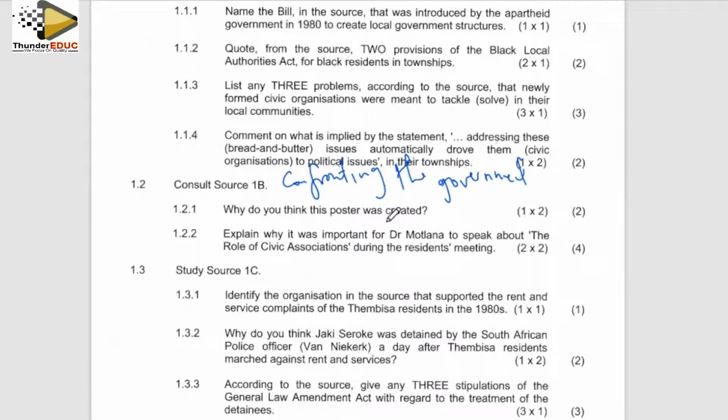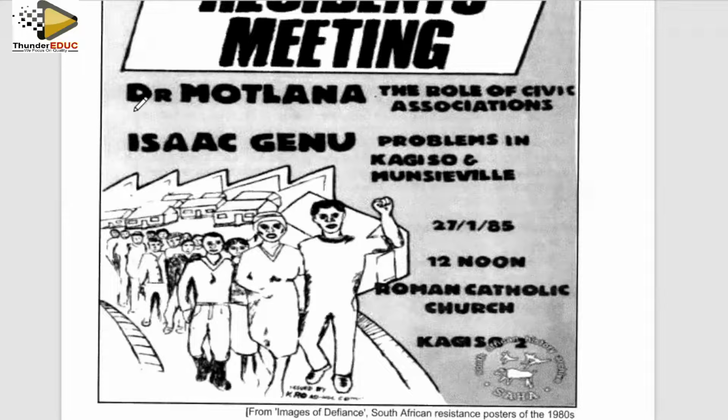Explain why it is important for Dr. Motlana to speak about the role of civic associations during the residents' meeting. Right. We are looking at this poster here. It has the title, this particular character, Dr. Motlana, and also Isaac Jenu. These are the co-participants in the upcoming meeting. They are most likely to be the people to address the meeting, to tell the people the motive of the meeting, the agenda of the meeting, and why they want people's problems addressed. And so why is it important for them to explain to the public the role of civic associations?